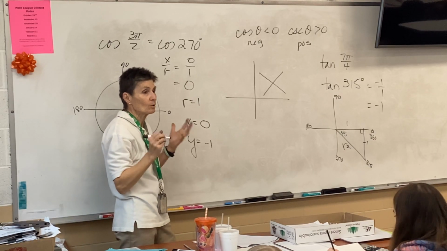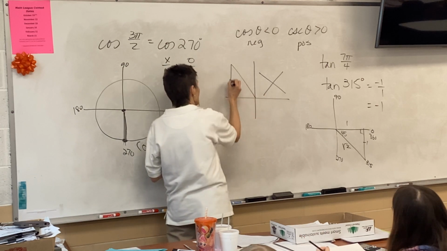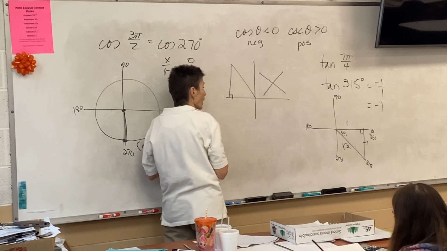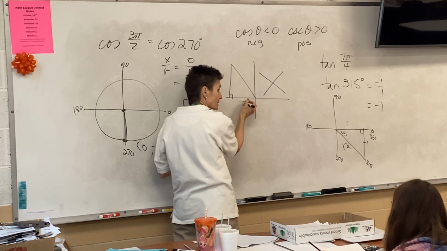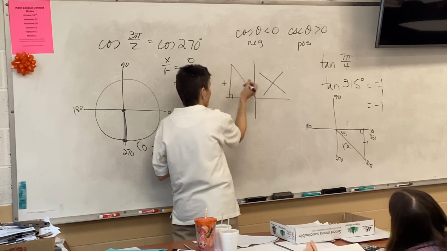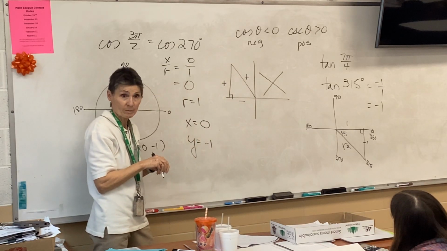Alright, so pick a quadrant. Let's look at quadrant 2. In quadrant 2, I would have a negative adjacent, a positive opposite, and of course, a positive hypotenuse. Would you agree with that?